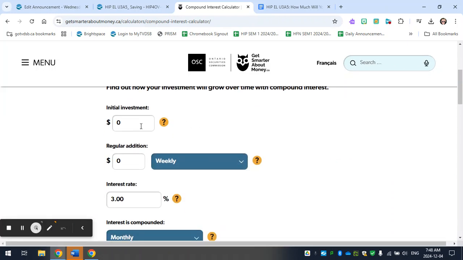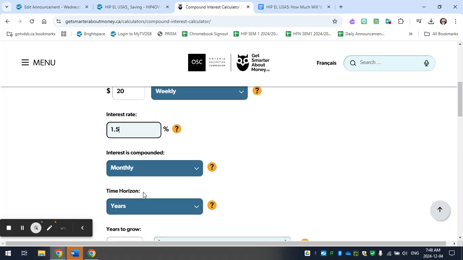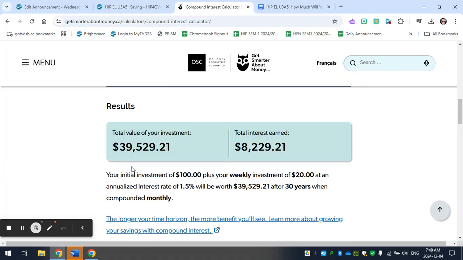I highly recommend it. So let's say, once again, our initial investment was 100, regular additional was 20. We'll do an interest rate of 1.5, compounded monthly over 30 years. Let's calculate. We started with your initial investment of $100 plus your weekly investment of $20 at an annual rate of 1.5% interest, and it will be worth almost $40,000 after 30 years. Wow. And all you did was start with $100. That is how compound interest works.